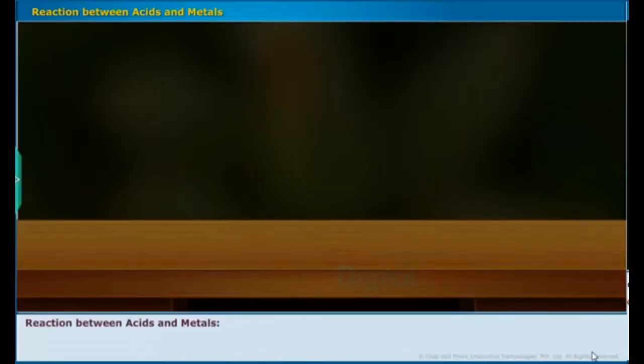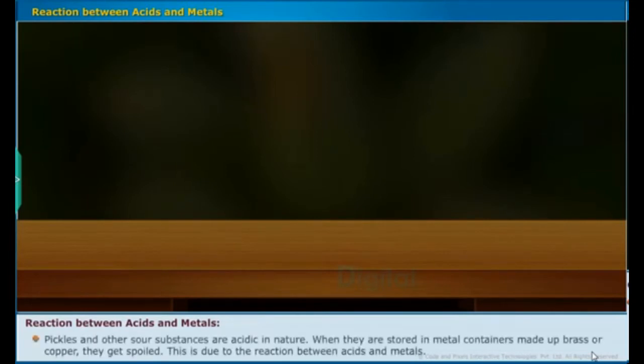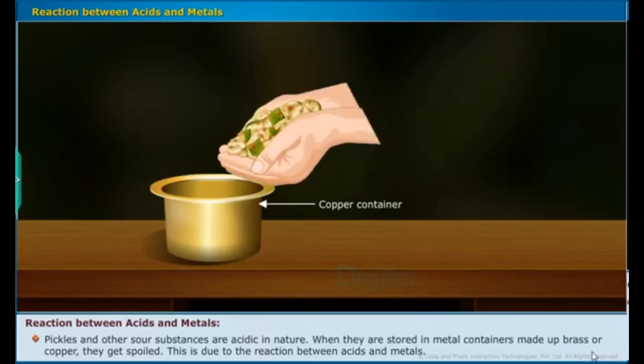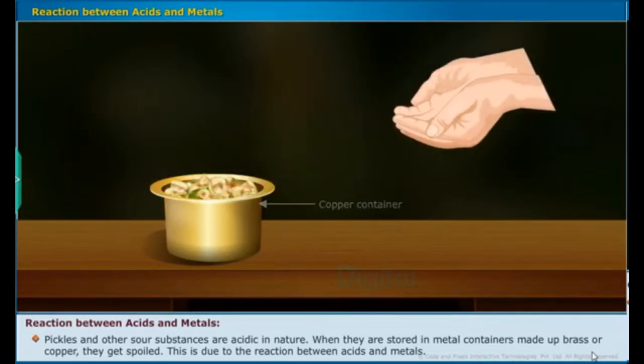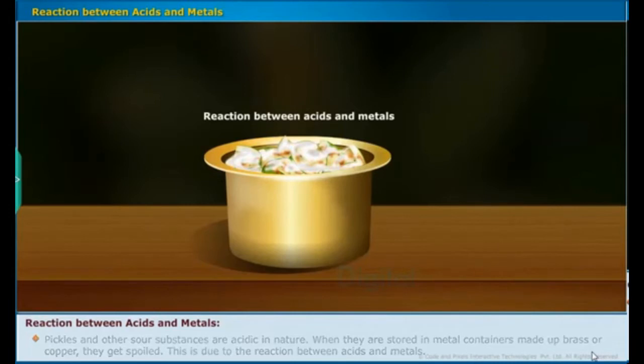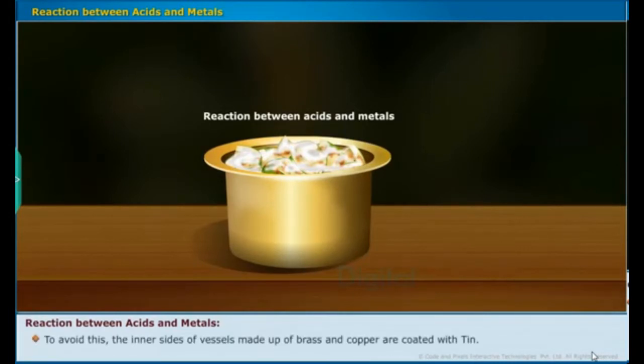Let us know about the reaction between acids and metals. Pickles and other sour substances are acidic in nature. When they are stored in metal containers made up of brass or copper, they are spoiled. This is due to the reaction between acids and metals. To avoid this, the inner side of vessels made up of brass and copper is coated with tin.